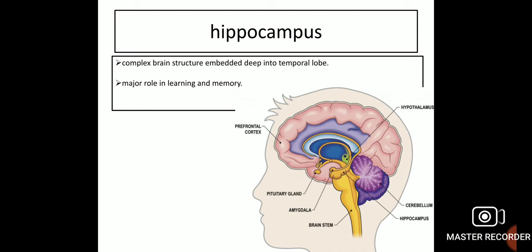In a broader way, we will see the major brain areas. In the figure, one is the prefrontal cortex, which is a major, large area. The others are the hypothalamus, cerebellum, hippocampus, pituitary gland, amygdala, and brainstem.